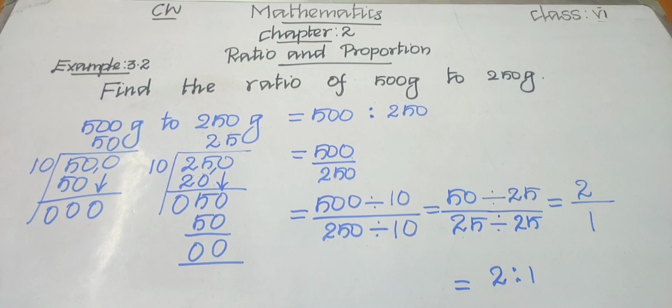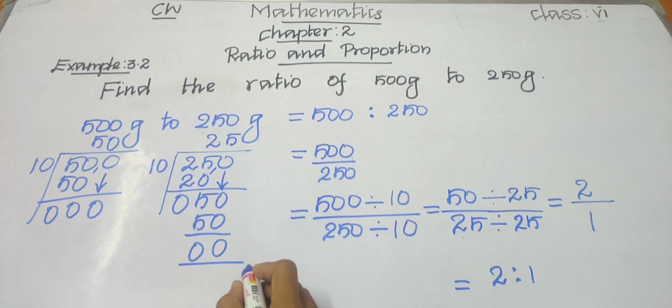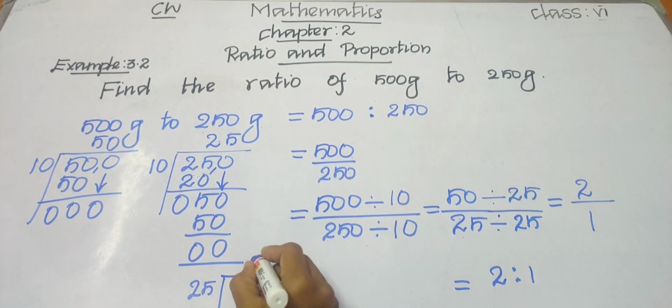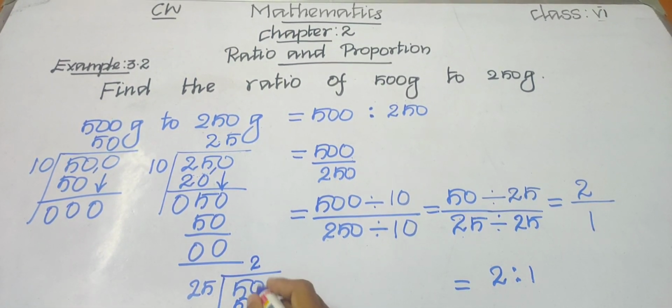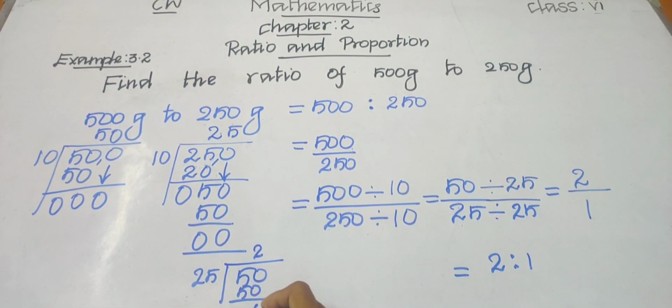Again we can make this 50 and 25 in the simplest form. So how will you make it? If you divide by 25, we can change this to the simplest form. So we are going to divide by 25. Now see, we have 50, the divisor is 25. One 25 is 25, two 25s are 50. Put 2 in the quotient, 50 here. So 50 minus 50, what will you get? 0, right?